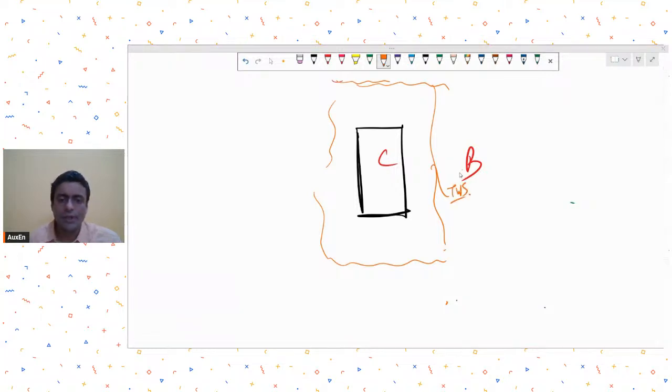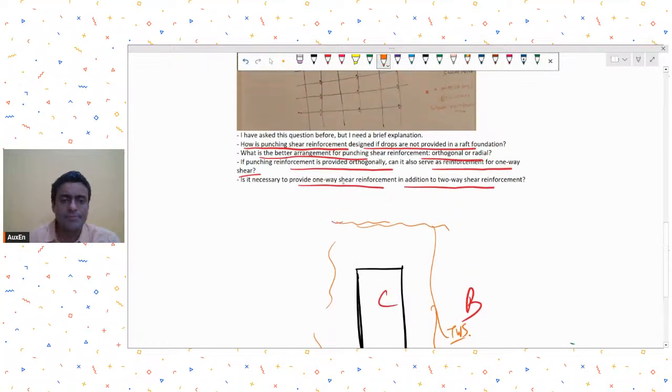So first of all, don't get confused with one-way shear and two-way shear. Are they any different? No, they depend on the type of structural configuration that you have, and just for our comfort, we give it two different terms: one-way shear and two-way shear. Now, how to calculate the punching reinforcement for a raft? How is punching shear reinforcement designed if drops are not provided?